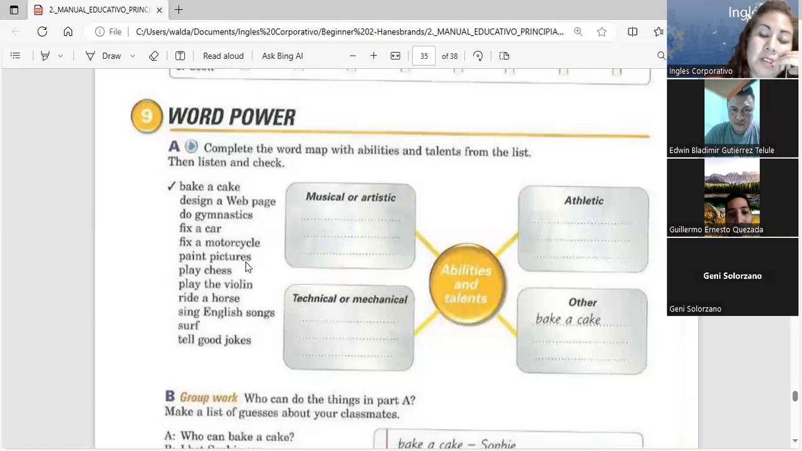Paint pictures. Do you understand paint pictures? Yeah, but do you understand what it is? Yes, I can. Okay, so can you paint pictures? Yes, I can. Okay, very good. Guillermo, can you paint pictures?